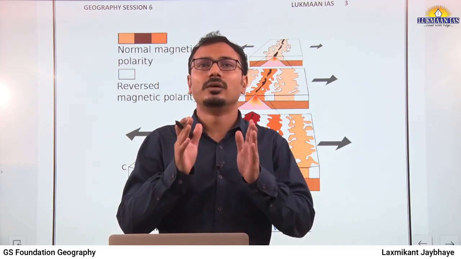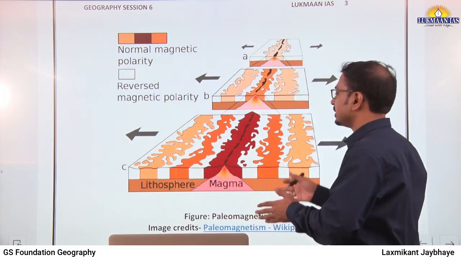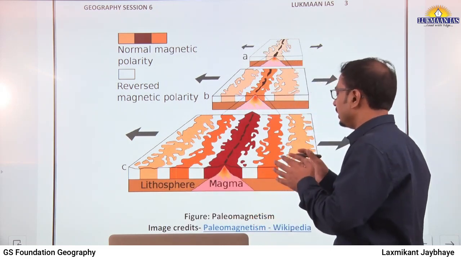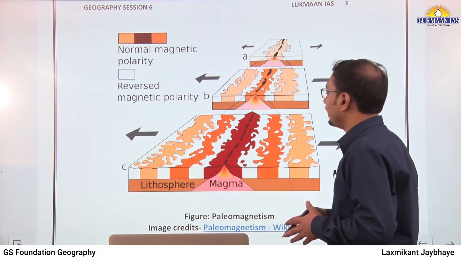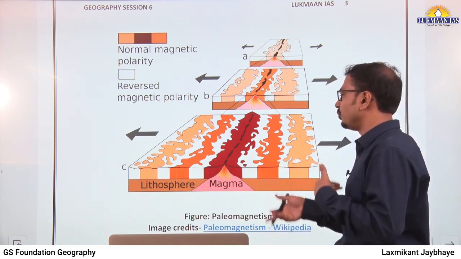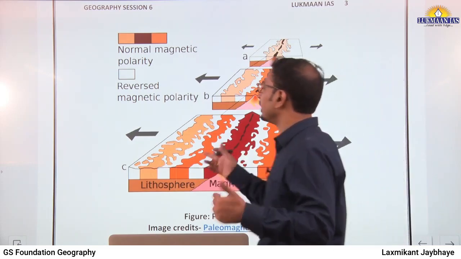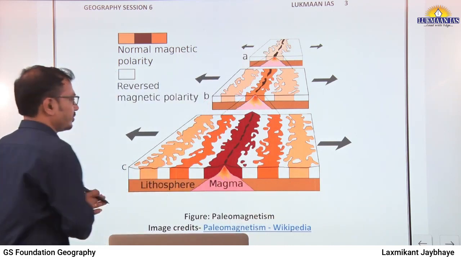So we have to understand that from the paleomagnetic studies we are able to justify that the sea floor is spreading, the new crust is being formed in the mid-oceanic region, and the older crust is getting consumed in the trench area.